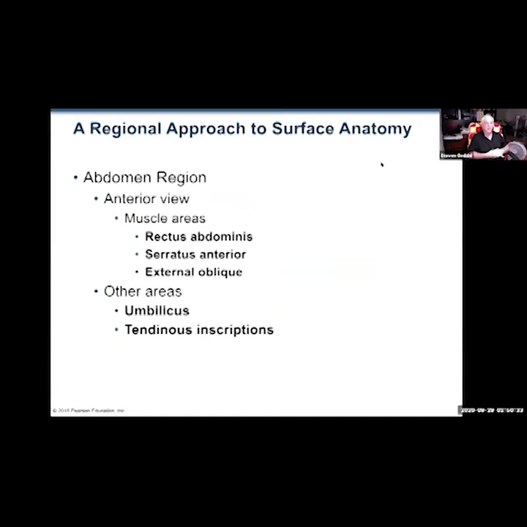Muscle areas in the abdomen, we talked about a little before this with the movie 300. The rectus abdominis, serratus anterior, and the external obliques. Other areas in that area are the umbilicus and the tendinous inscriptions. Remember, the rectus abdominis are the muscles that give you your six-pack, and the tendinous inscriptions are the areas where those muscles are defined, where each one of those is separated.